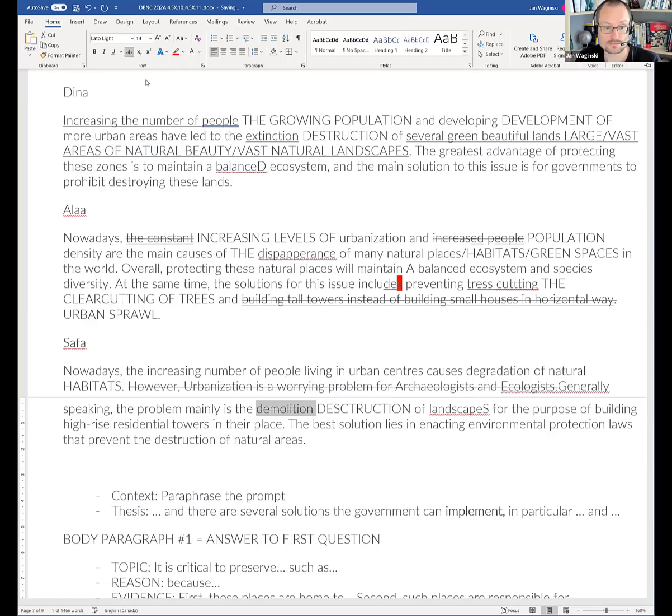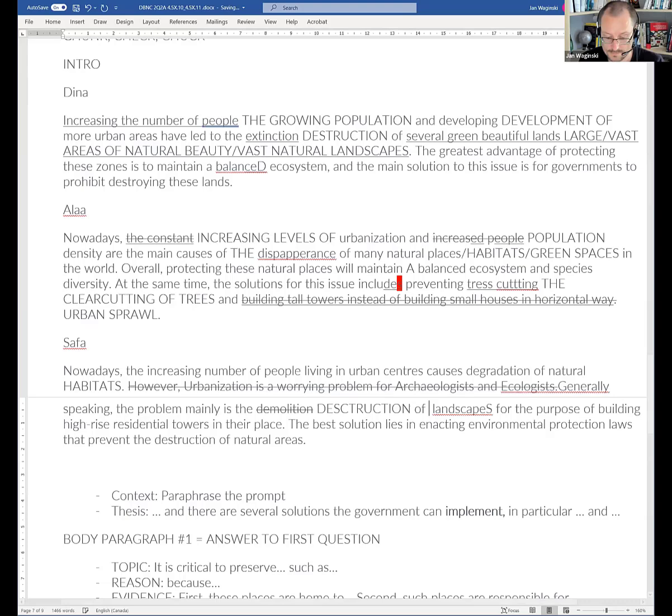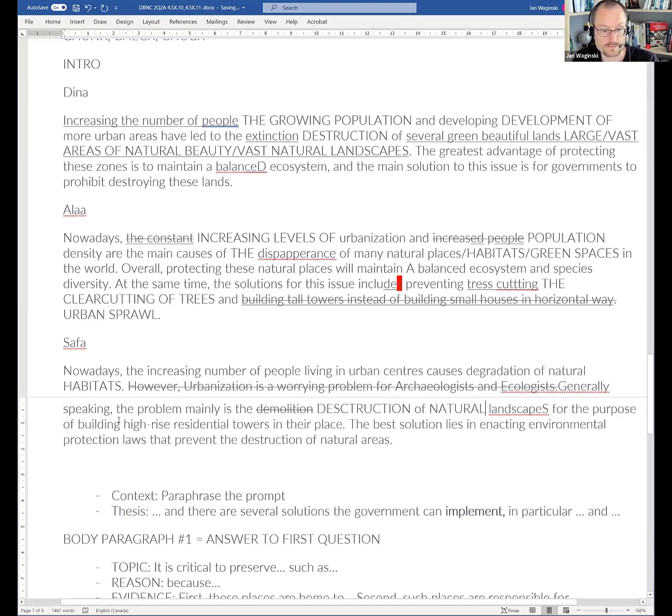Destruction of natural landscapes for the purpose of building. Well, it's not specific to high-rise residential towers. It could just be urban sprawl. For the purpose of building residential areas. Okay.